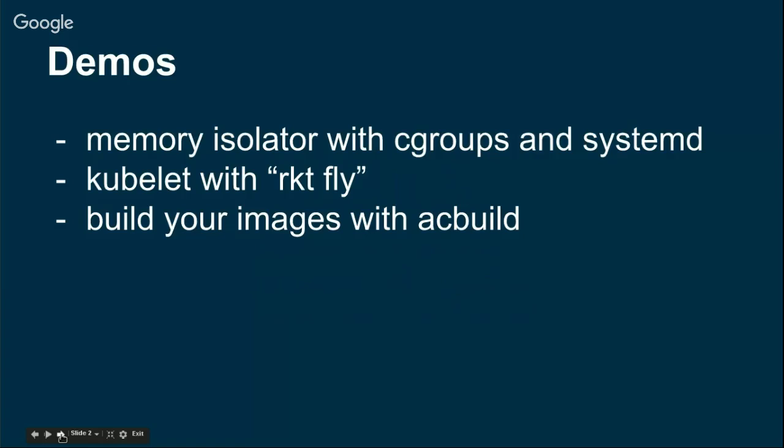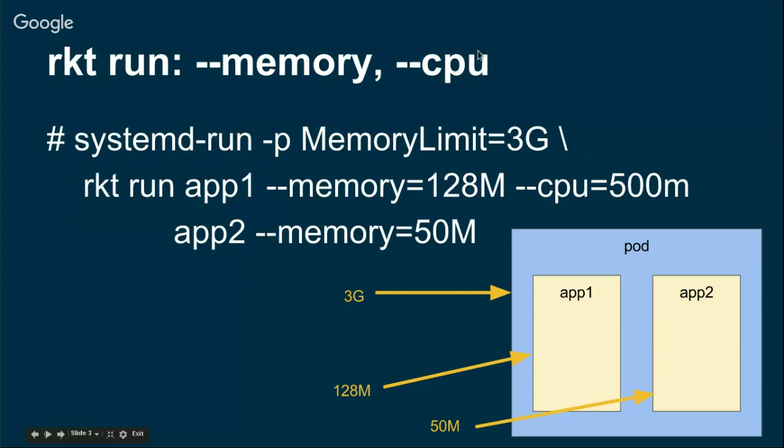So the first demo I will do is about the memory isolator in Rocket. First to explain what it is about. In Rocket, we can group applications in a pod. So our pod is our isolated environment, and in this example, I have two applications running in the same pod, in the same isolated environment, and I will apply some memory limit on them. Internally, it will use cgroups and systemd to achieve that. In this example, I have a pod where I apply a limit of 3 GB of memory on the first application, with a limit of 128 MB.